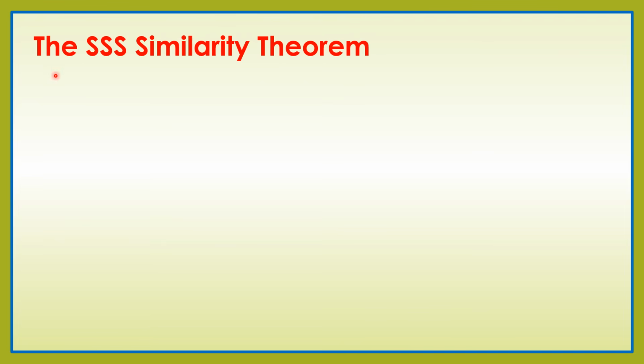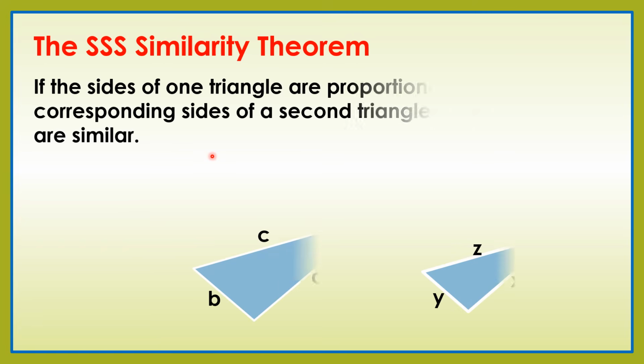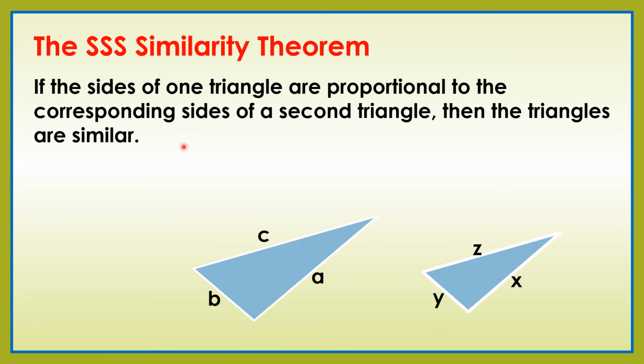Let's have here the last one, the SSS similarity theorem or side-side-side similarity theorem. It says here, if the sides of one triangle are proportional to the corresponding sides of a second triangle, then the triangles are similar. So, kunin lang natin ang proportional sides at yung corresponding sides niya.